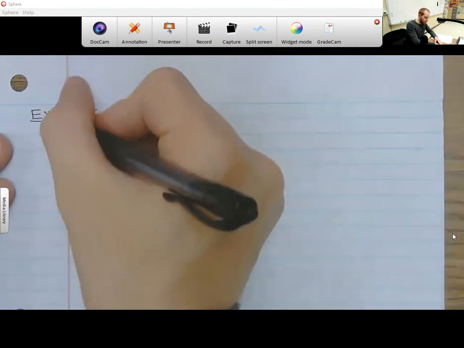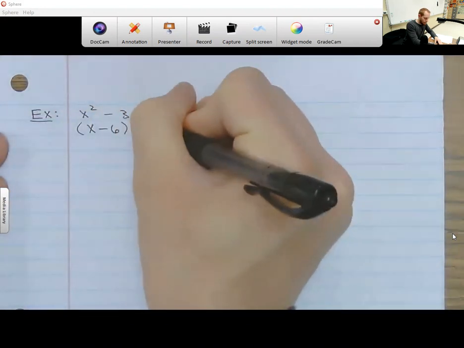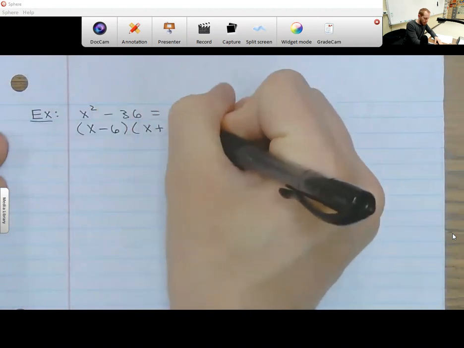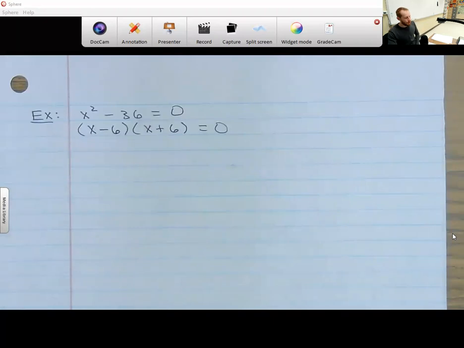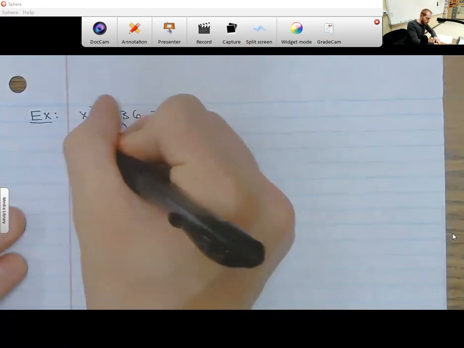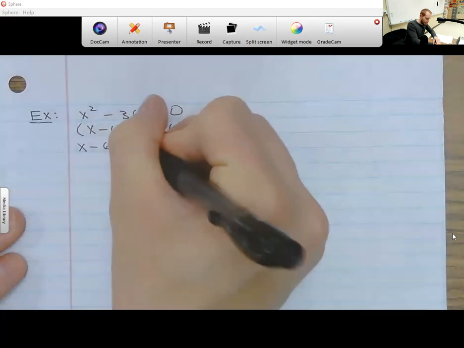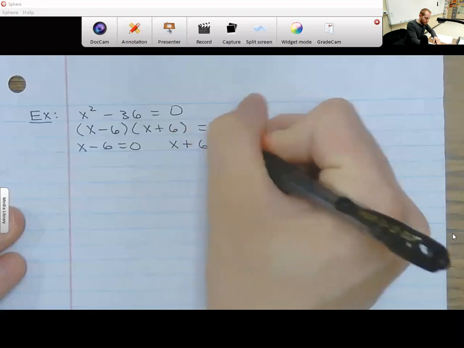So I can factor this as x minus 6 and x plus 6. And the whole thing is still set equal to 0. Okay? So all I did was I factored it. So now I've got two different factors. I can set both of them equal to 0, so I get two different equations I need to solve. I'm going to get x minus 6 equals 0 for that first one. And then for this one, I'm going to get x plus 6 equals 0.